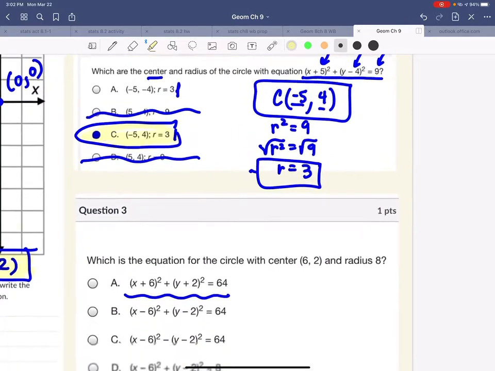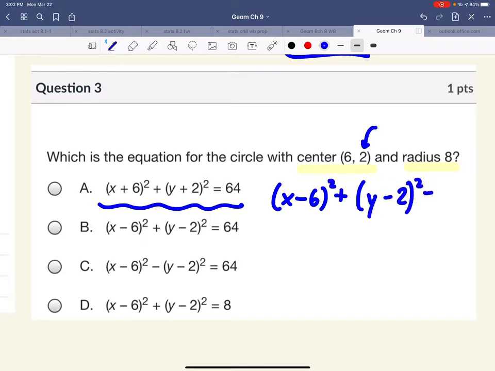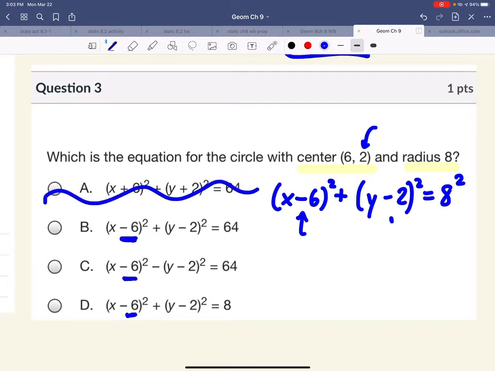Cool. All right, question number 3. Which is the equation for this circle, center at 6, 2, radius 8? If we drew this, I want to say x +6, but it's the opposite, right? And it says +2, so I write -2, and this is the radius squared. We like the way this equation's written, but it doesn't have all the right signs. So I'm looking for a -6. Okay, so not that one. And I'm looking for a -2. Okay, so I like all of those.